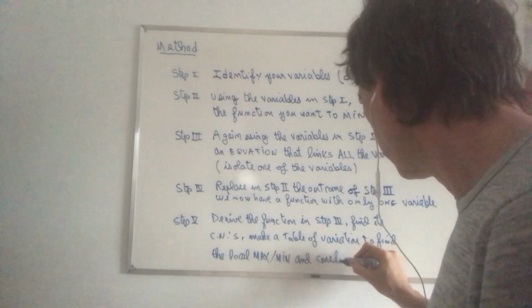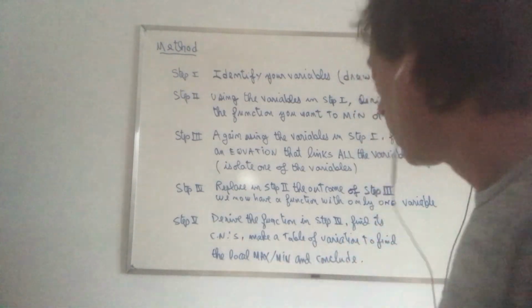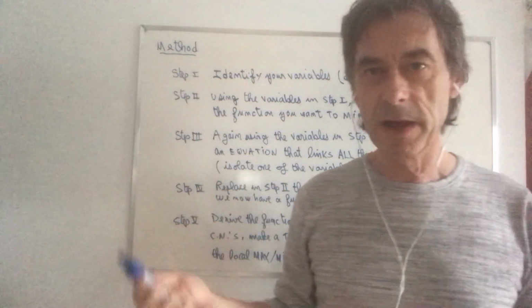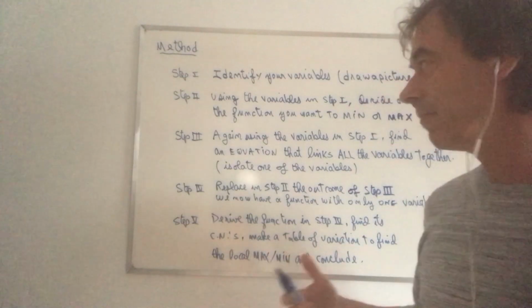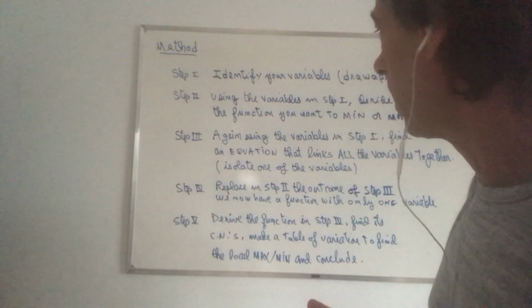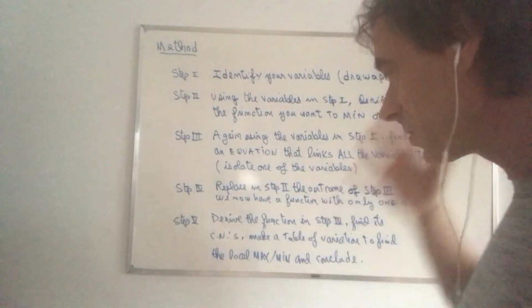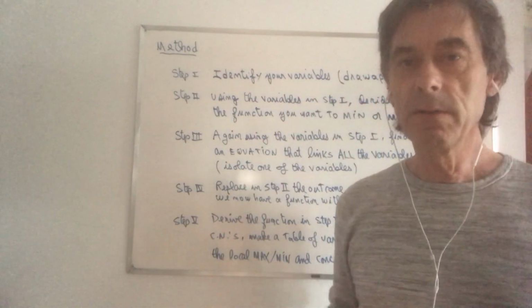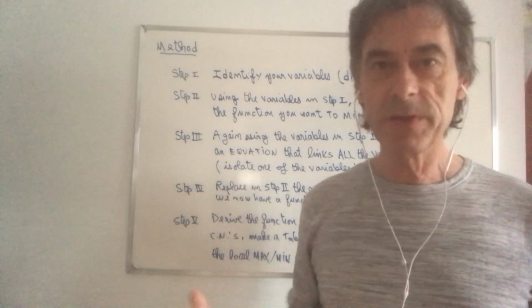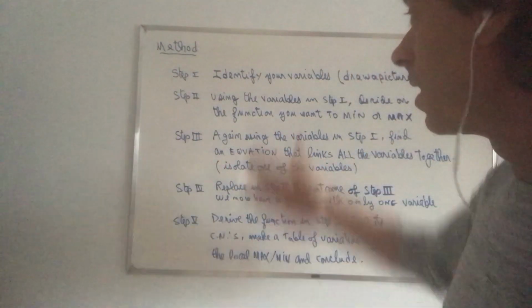So you conclude with a sentence saying, well, I should be producing 500 gizmos in order to maximize my profit. Let's see how we can actually formalize this language in an applied problem. So before I erased, 5 steps. You follow these steps very rigorously and you will be successful solving these problems.